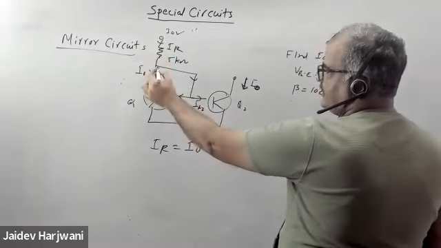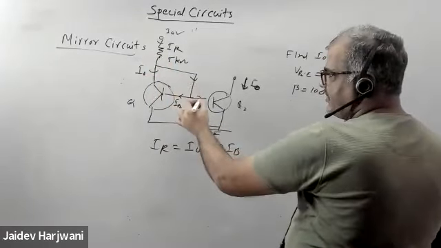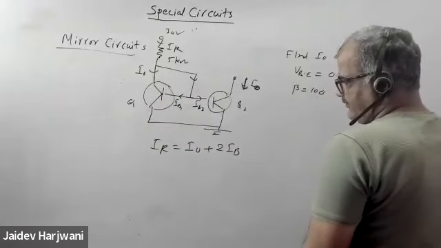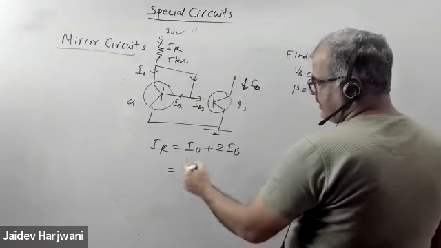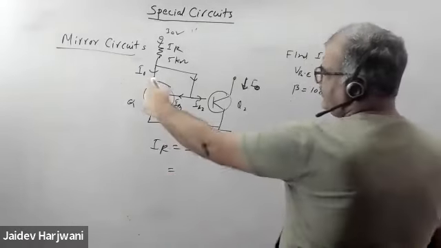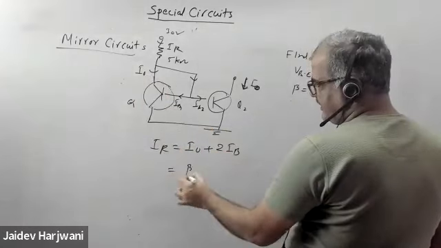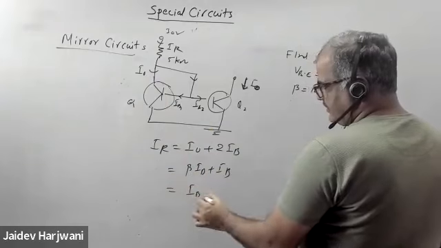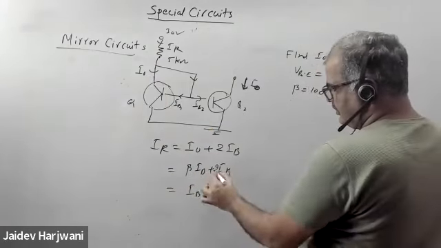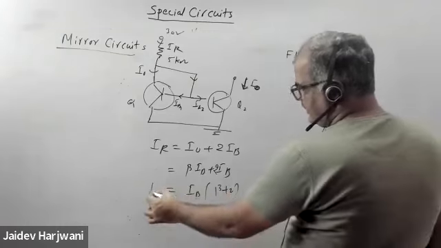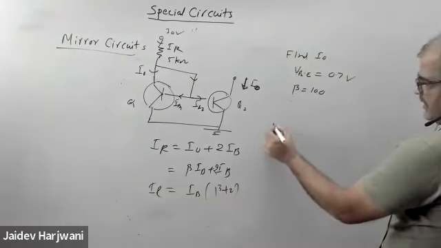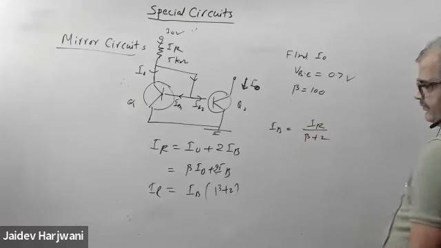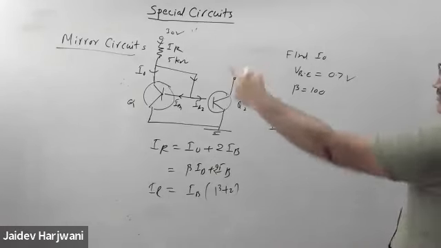So I naught is coming here, this current is coming here, and rest current is going here, and this rest current is dividing here. So I can write IR equals I naught plus 2IB. Okay. Because the formula same ही बन जाएगा. And I naught is what? Collector current for this transistor. That will be what? Beta IB. So IR equals beta IB plus 2IB, that is beta plus 2 times IB. So IB will be again IR upon beta plus 2. IR you can calculate from this formula.